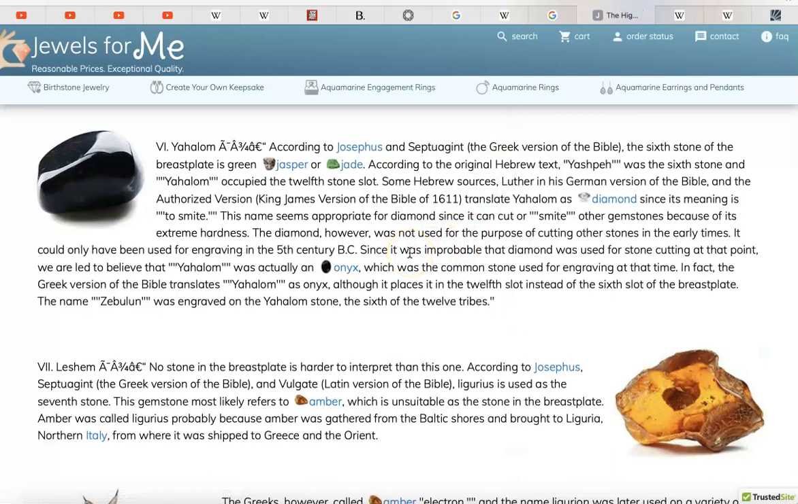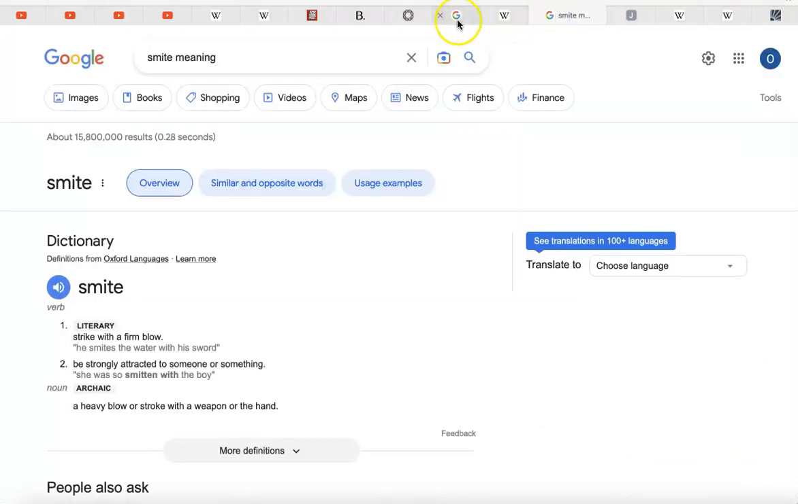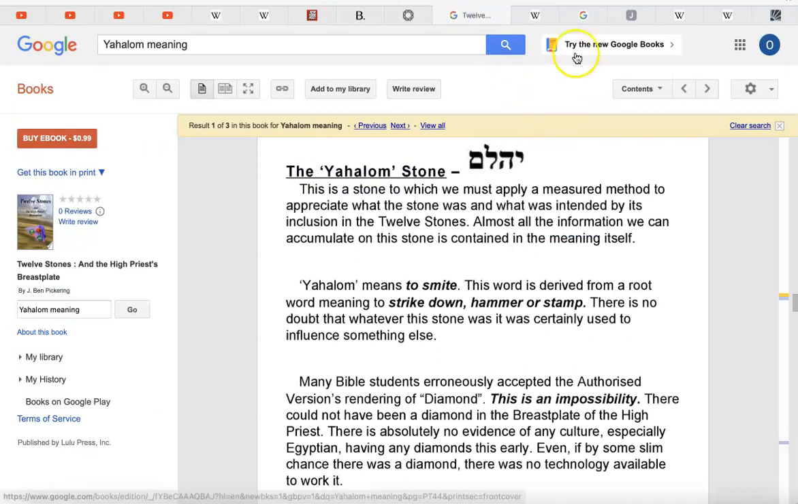And we're not going to cover Thor in this video. We're not going to cover Zeus or Jupiter or Apollo or King Minos or any of those people, or any Romans, any Greeks, any of those characters or individuals, because this video is already confusing, and I don't want to make it even more confusing. So Yahalom, the word for diamond, means to smite, to strike down, hammer, or stamp.